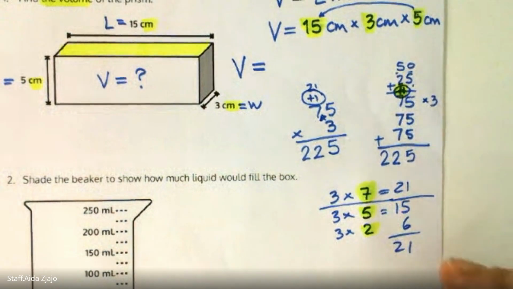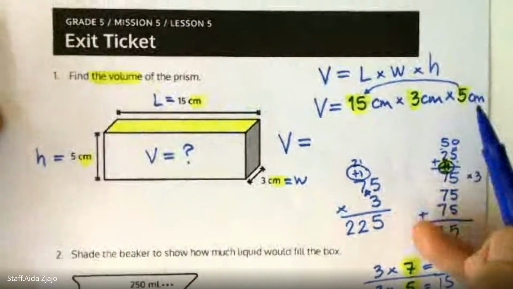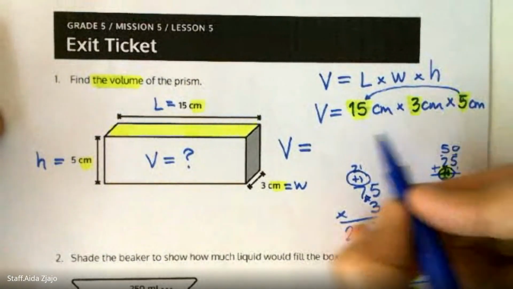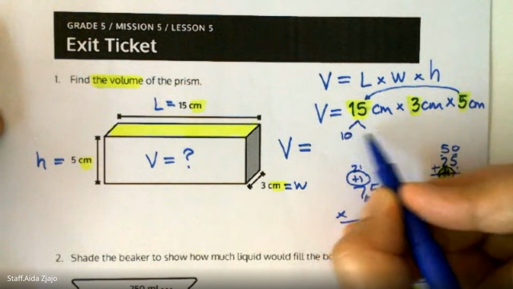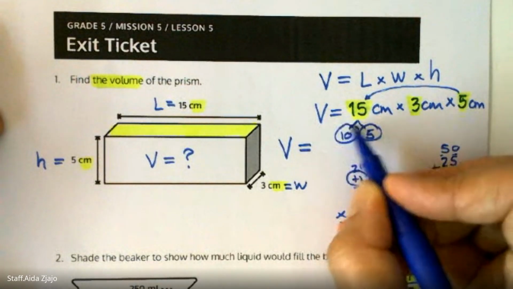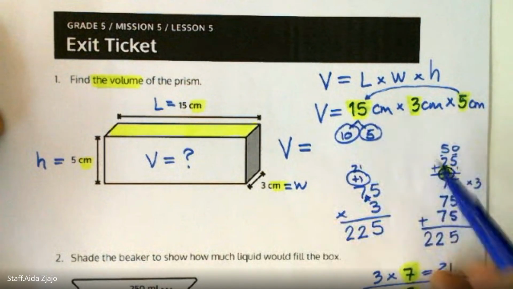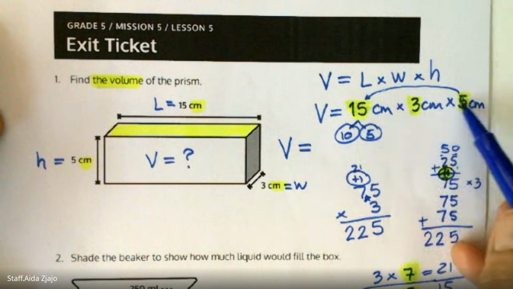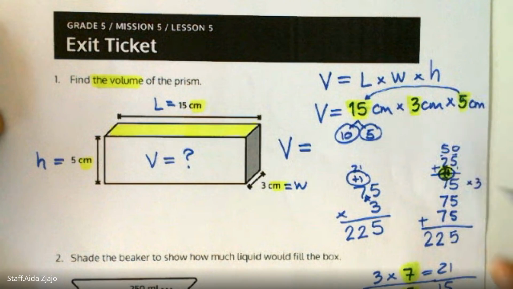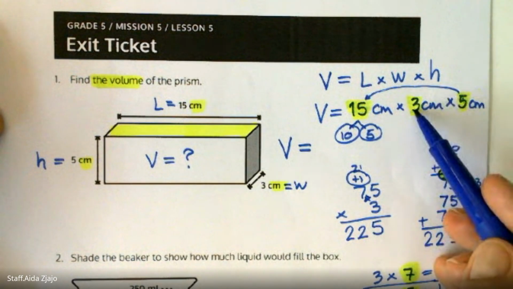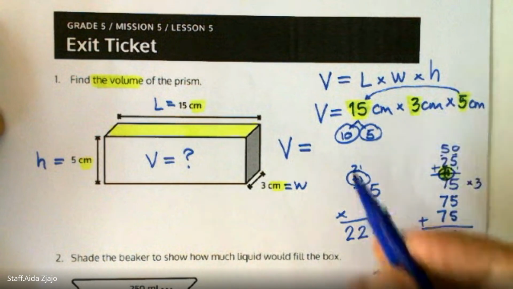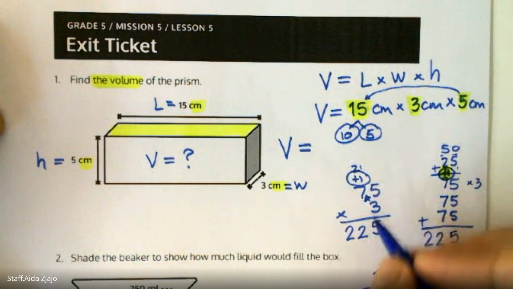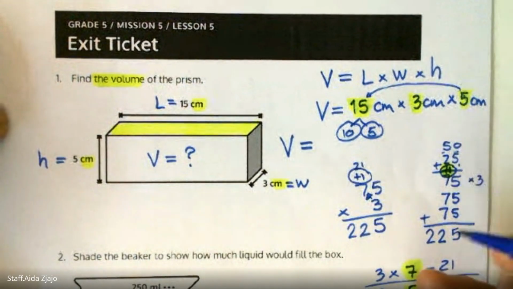You can break any number into parts, same as I did here. I broke 15 into 10 and 5. And I did 5 times 5, 25, and 5 times 10 is 50. Together they make 75. And then I multiply by 3. So my volume is 225 cubic centimeters.